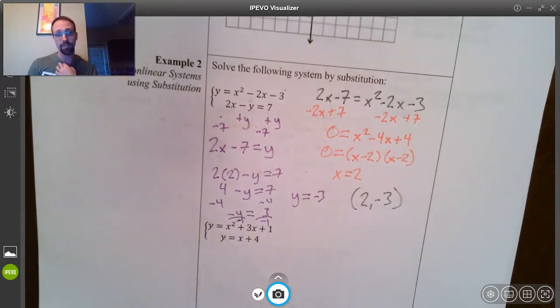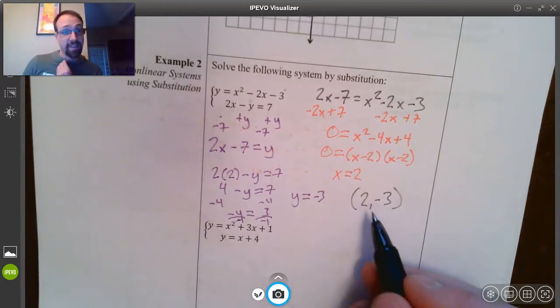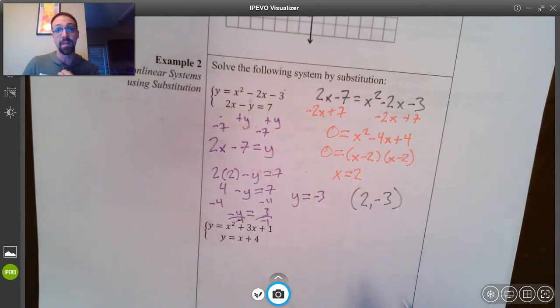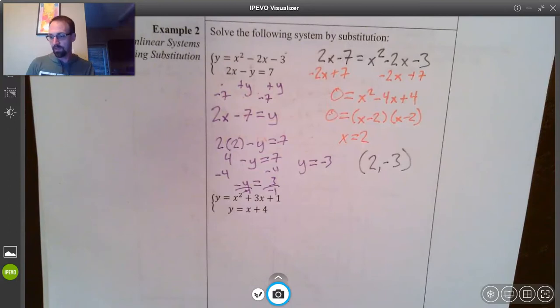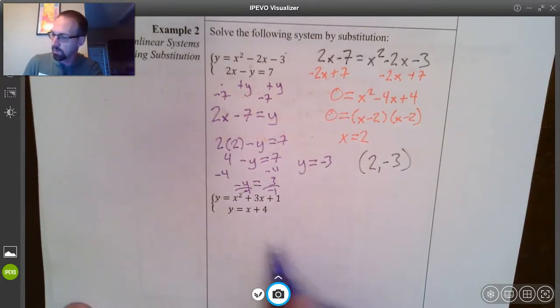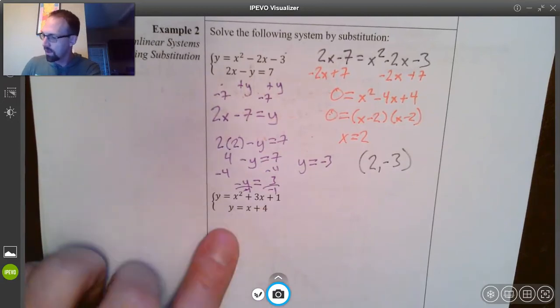You could graph this using a graphing tool and check to see that this is the solution just by plugging in and then finding the intersection. That's a good way to check to make sure that you're doing these problems correctly. For the second one, it's already solved as y equals, so I don't have to do that extra step to start out with. So I'm just going to set both of these equal to each other and then solve.